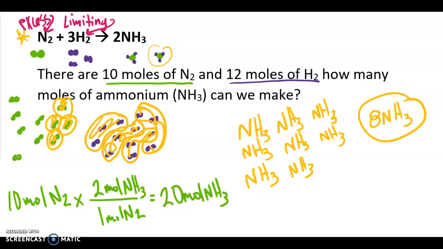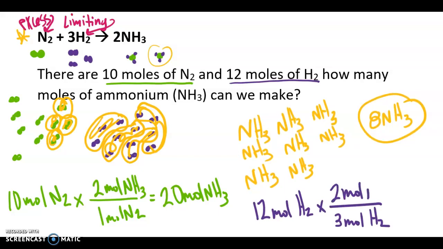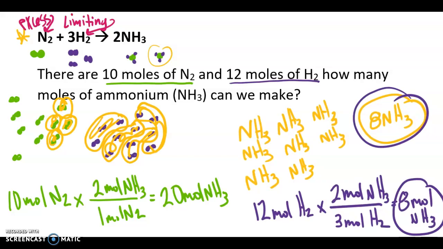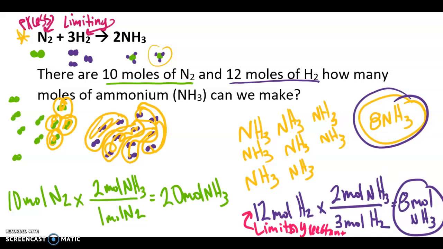And if we have 12 moles of H2, well, every time we do this reaction, we need 3 moles of H2, and that will make us 2 moles of NH3. So that means that we can make 8 moles of NH3, which is what we found up here, which means, again, that the 12 moles of H2 is our limiting. This is what limits. We are going to run out of it. So this is our limiting reactant. We can only make 8 moles of NH3, and we are going to be limited by our H2.